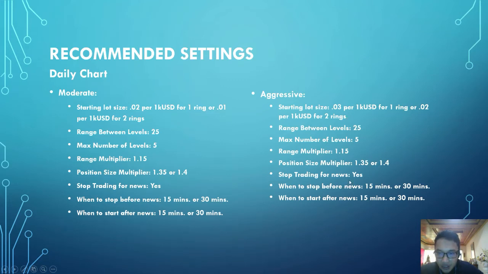Now for aggressive settings, you could also make the position size multiplier higher, like 1.5, but it's really very risky. So I would suggest just setting it to 1.35 or 1.4.